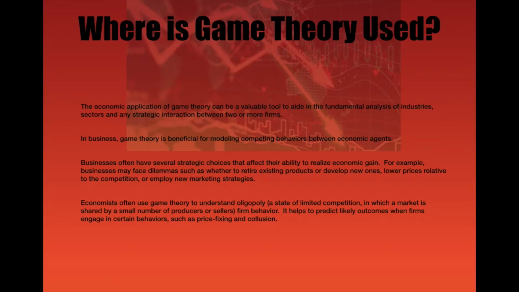Economists often use game theory to understand oligopoly, which is a state of limited competition in which a market is shared by a small number of producers or sellers. So we use game theory to understand oligopoly firm behavior. It helps to predict likely outcomes when firms engage in certain behaviors, such as price fixing and collusion.